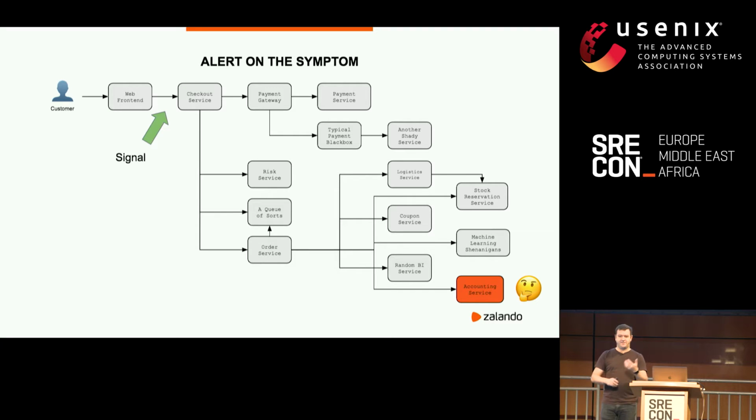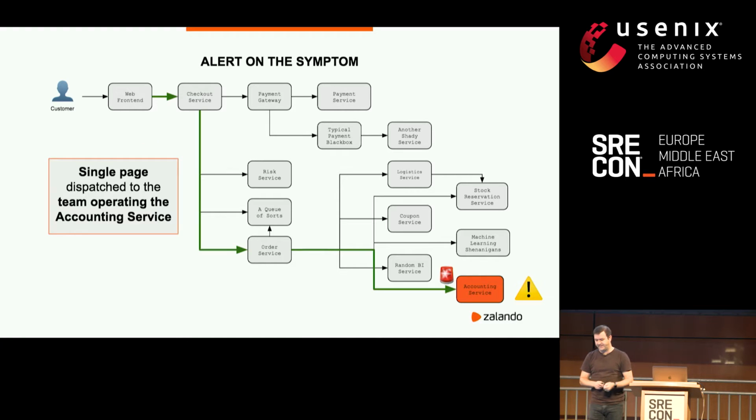Let's see this graphically. Now, if the accounting service has an outage, and we have created the alert rule there on the symptom, what do you think is going to happen now? This time, still a single page is dispatched, good, but this time it's going to be dispatched to the team that owns the accounting service. And this is very important because there is no Christmas tree effect, and we are not burning out anymore the team that owns the symptom.